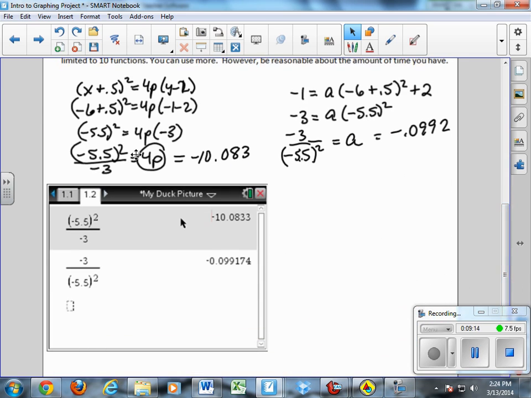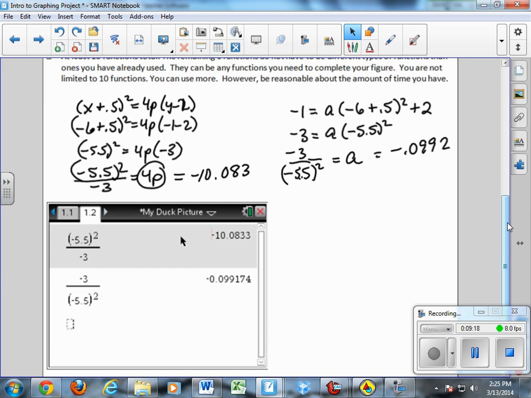So remember, this was the general form, (x minus h) squared is equal to 4p times (y minus k), and this was the general form, y equals a times (x minus h) squared plus k. They are two different ways of writing a parabola. The one on the right is probably more useful for graphing. The one on the left, this 4p, is useful if we need to find the focus. So probably for graphing, I would recommend the one on the right.